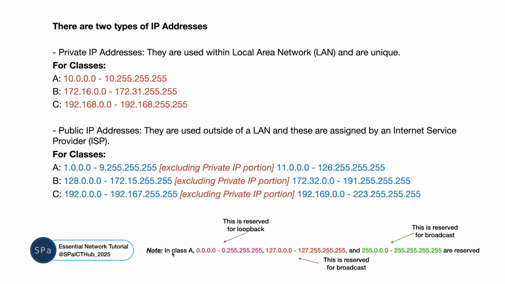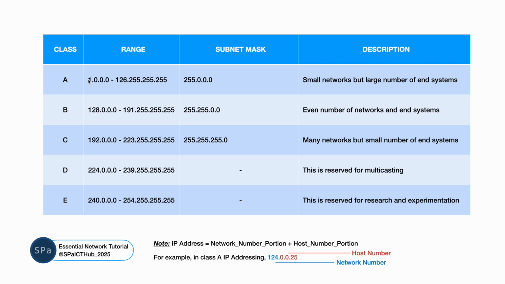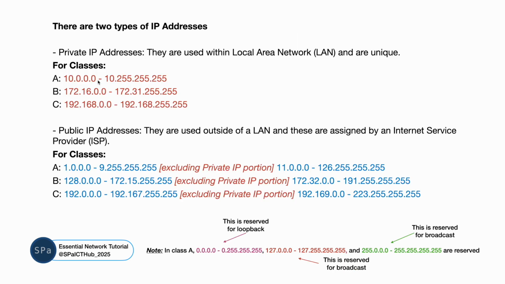Now note, in class A, we have 0.0.0.0 to 0.255.255.255 being reserved. Can you see? It's excluded in this table. It's not mentioned there. I said that earlier on. And also, 127.0.0.0 down to this value is reserved for loopback. And of course, this also is reserved for broadcast.